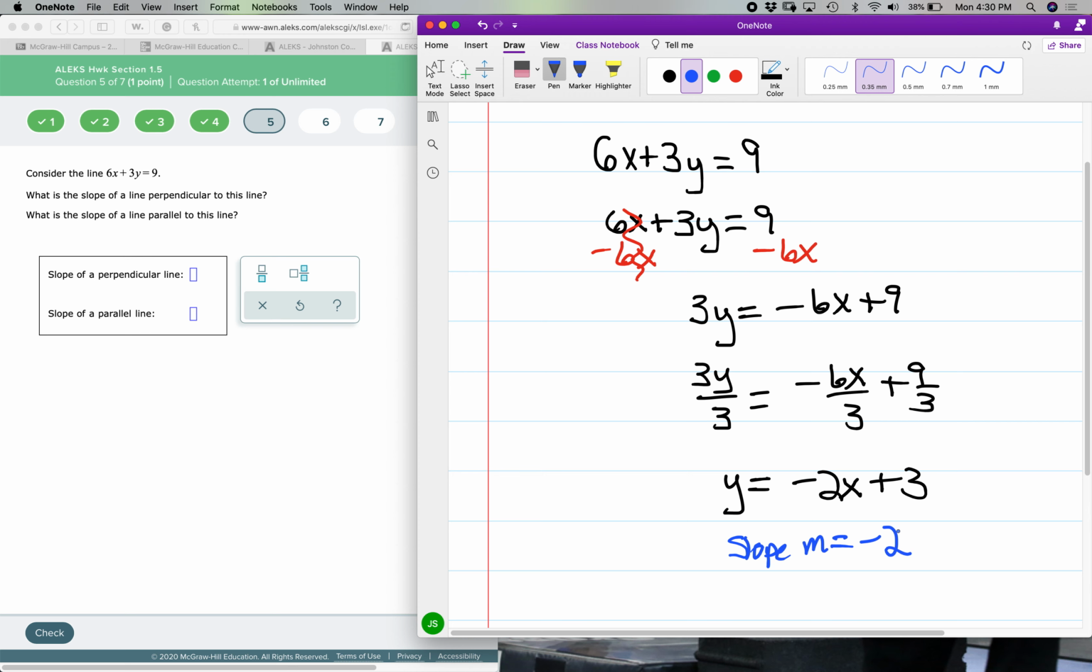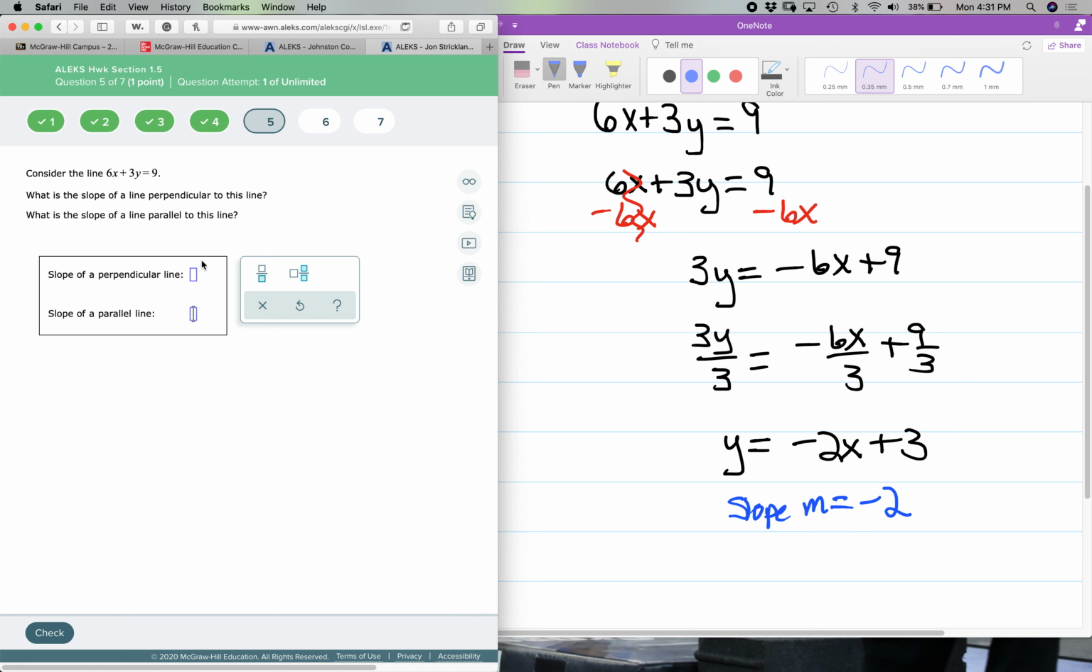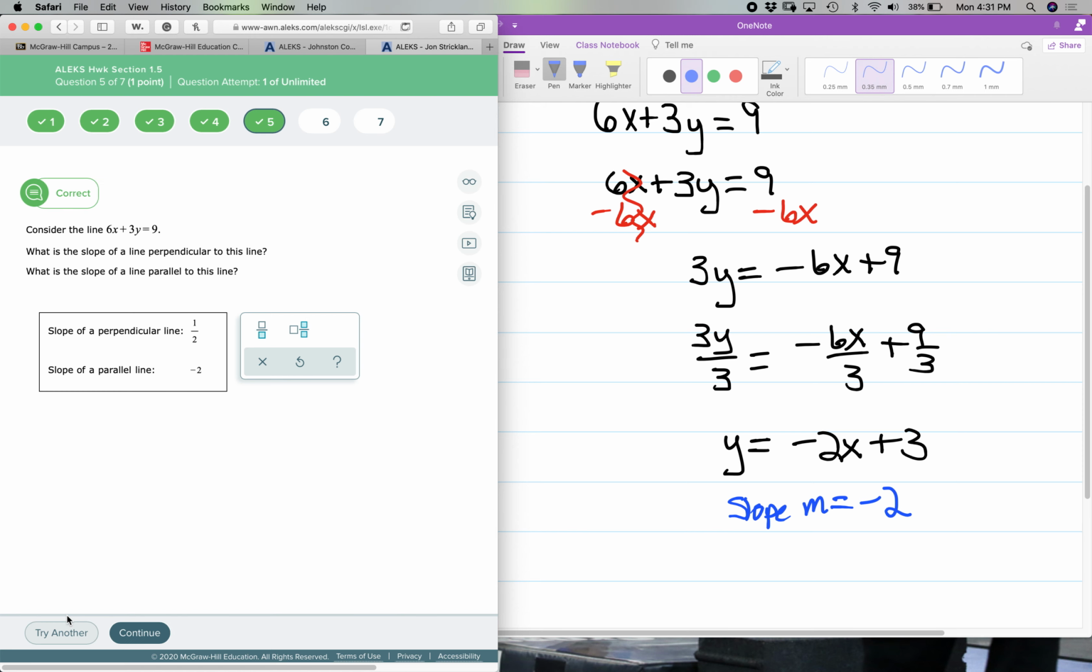Now, parallel lines have the same slope, so -2 is the slope for the parallel line. For the perpendicular, you're going to have the opposite sign reciprocal of -2, so we have a positive 1/2. Checking out, the result is correct.